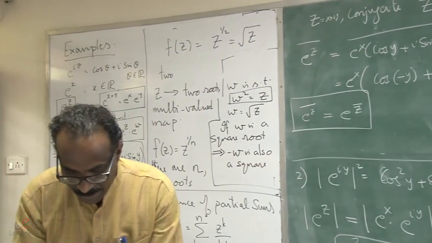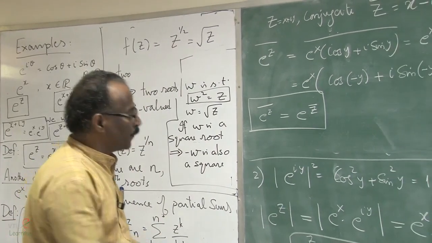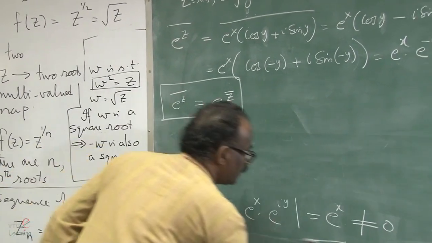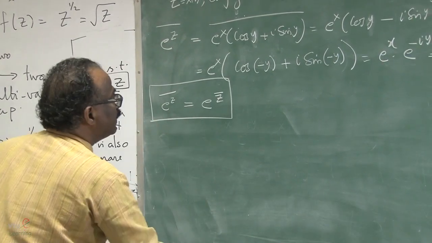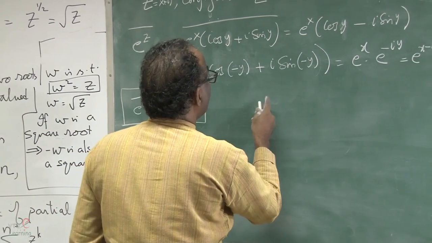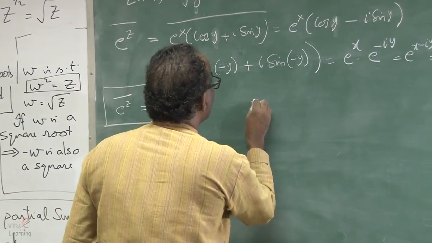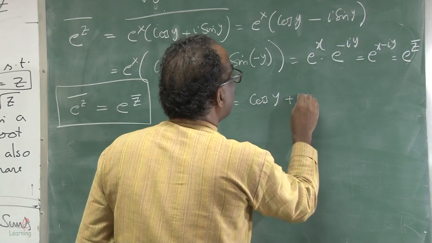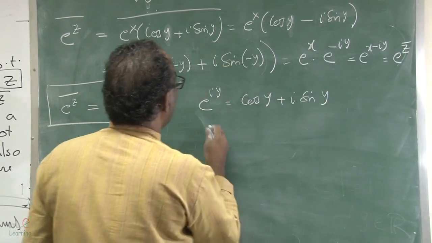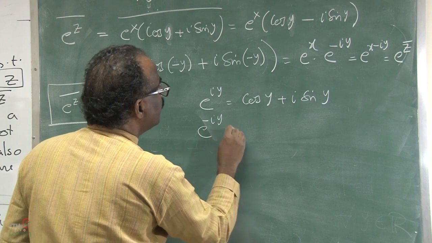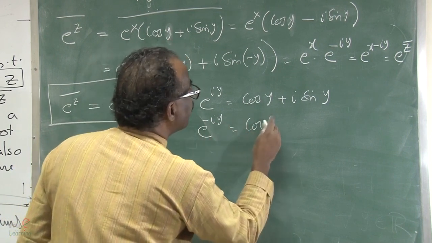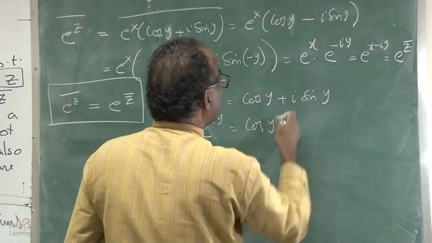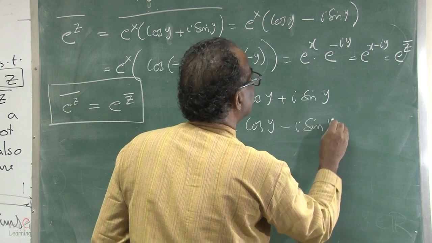So you have a very nice thing. With this, you can define more general sine and cosine functions. So let's do that one. We have e power i y is equal to cos y plus i sin y, and e power minus i y is equal to cos of minus y, which is cos y, plus i sin of minus y, that's equal to minus sin y. So this is what we have.